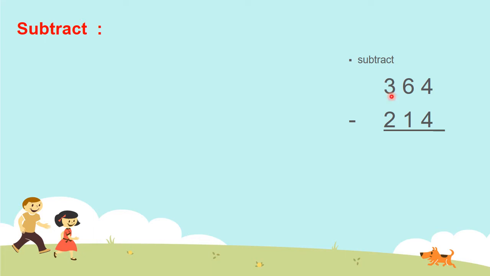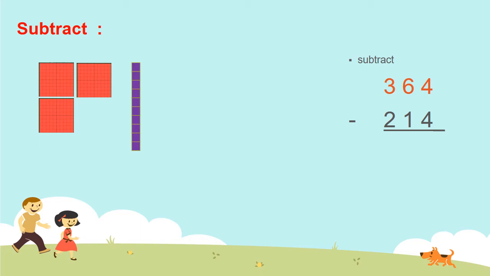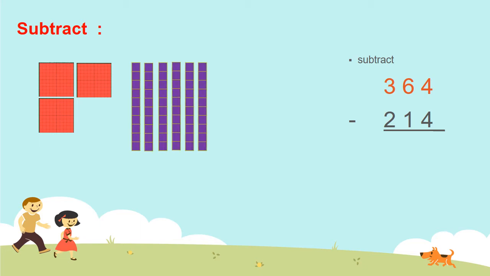Read the number first. 364. This number 214. Very good. Good job. Let's represent the first number. So it's 300. 1, 2, 3, 4, 5, 6 tens and 4 ones.